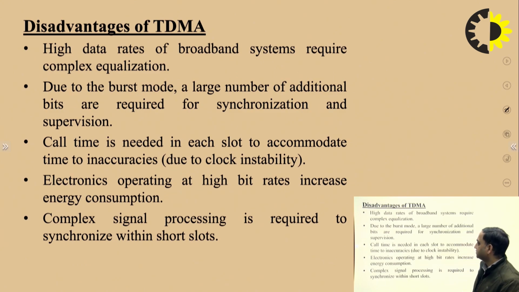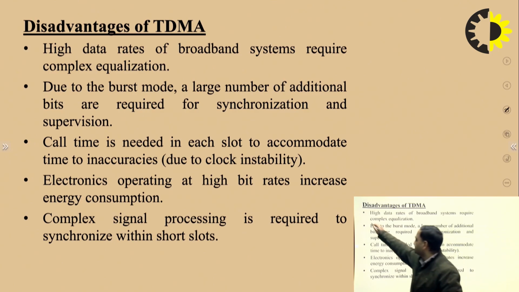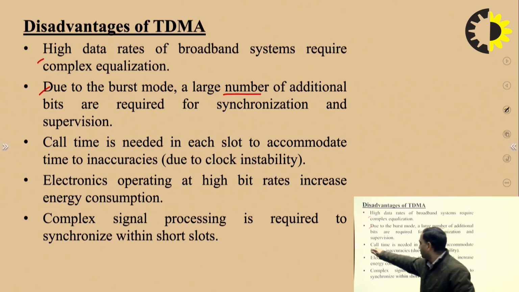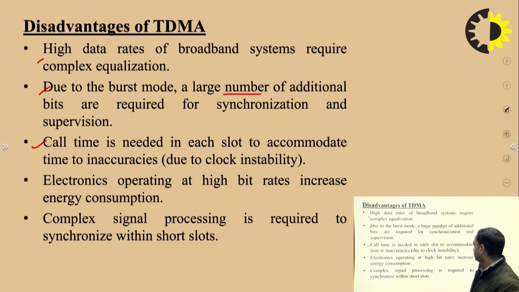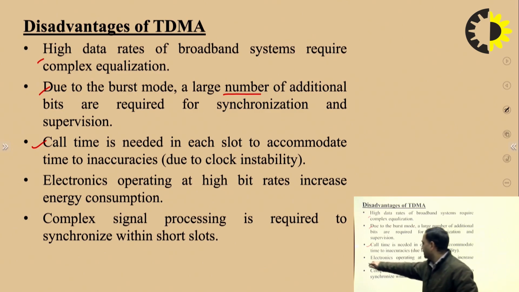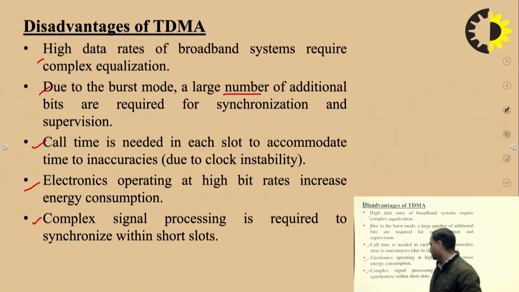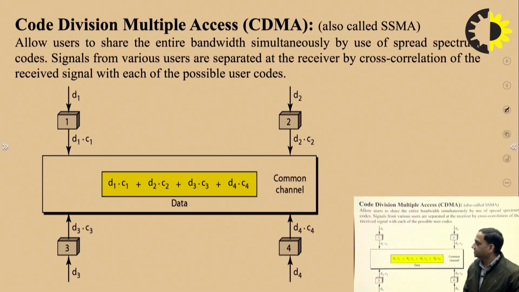High data rates of the broadband systems require complex equalization. Due to the burst mode, a large number of additional bits are required for synchronization and supervision. Guard time is needed in each slot to accommodate timing inaccuracies. Electronics operating at the high bit rates increase energy consumption. Complex signal processing is required to synchronize within the short slots. Okay, so these are the disadvantages.